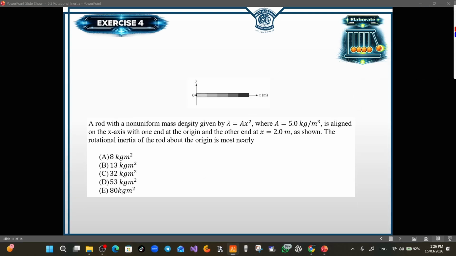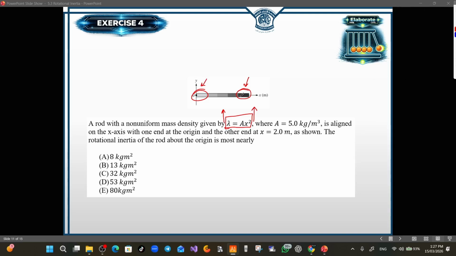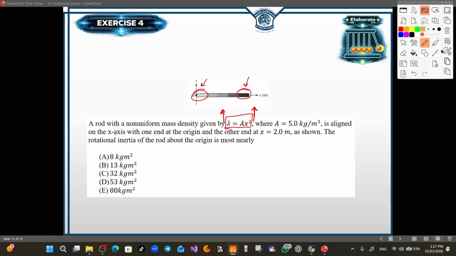A rod with a non-uniform mass density given by, now from this relationship we have the density in terms of position, which means the density is not the same for different points. As x increases, the density of the mass will increase, and this is shown here in the figure. As you can see, this part is darker than this part, which means the density of the mass here is much greater than the density of the mass there. However, we cannot rely on the sketch itself, because we need to analyze the equation itself. And yes, the equation states that as x increases, the density will increase as well.